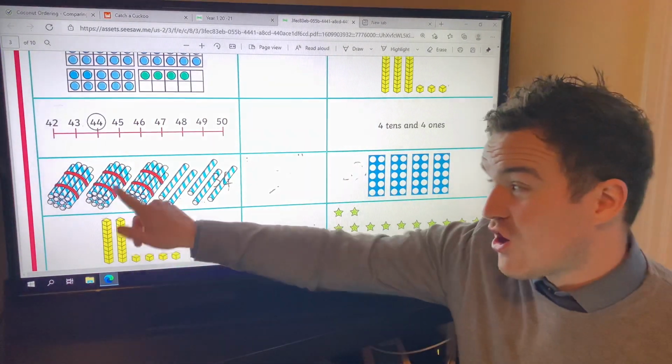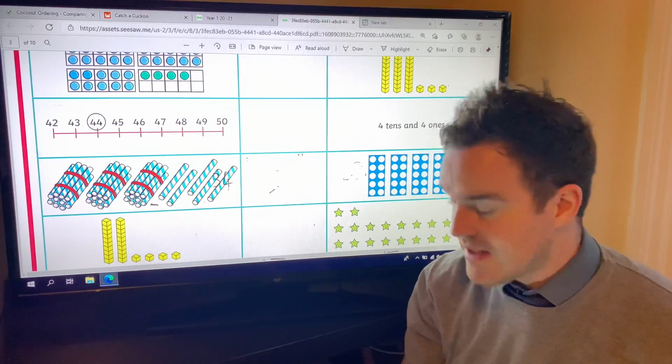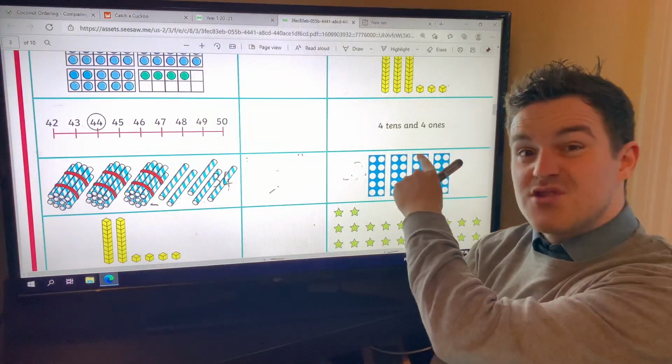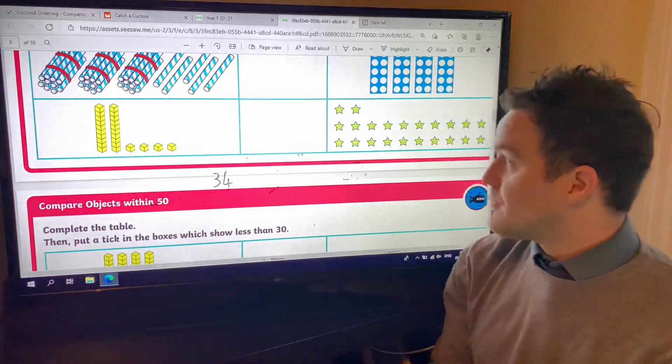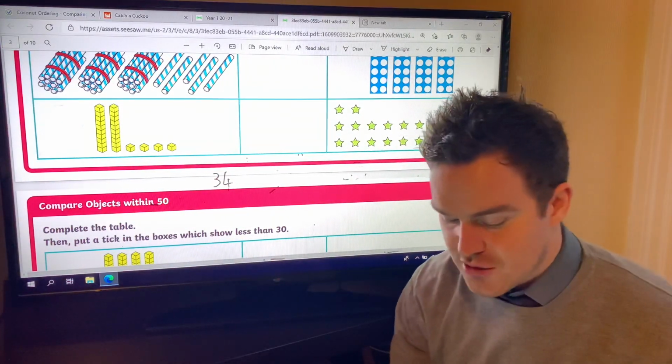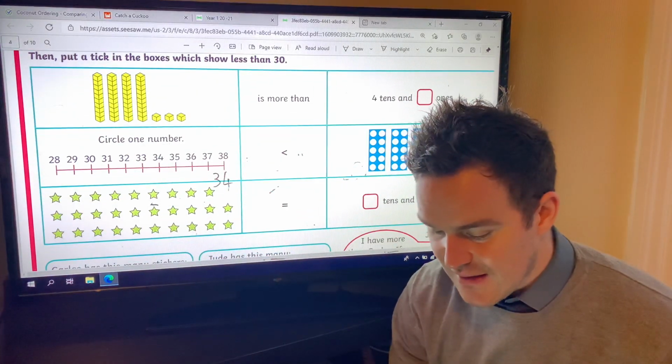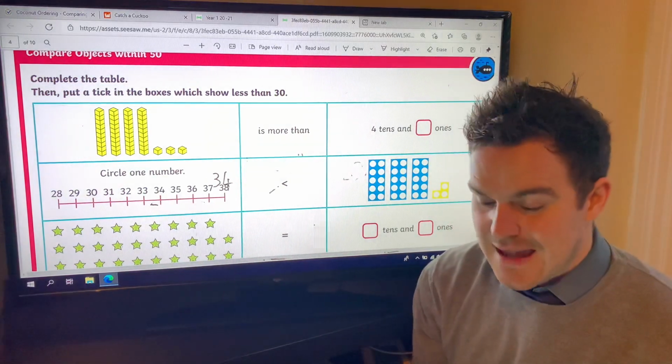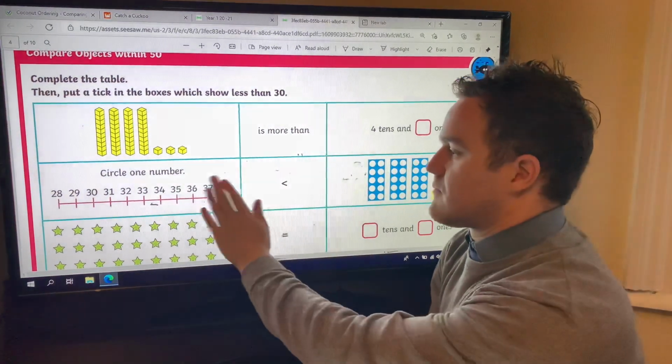So you've got to work out, count your tens, obviously, count your ones. Some of them have number lines, some of them have little sentences, 4 tens and 4 ones, 44. Some of them you might have to group in tens to make it easier to count. There's some of those. Then there's a little bit harder again. Let's rub this out.